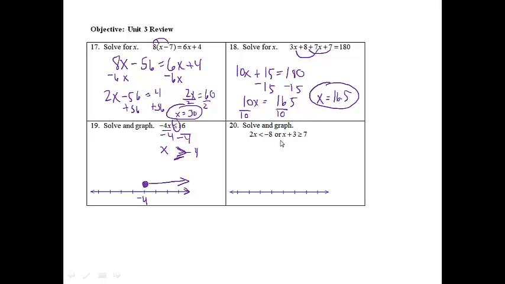All right, the next one, solve and graph. 2x is less than negative 8, or x plus 3 is greater than or equal to 7. I'm going to go ahead and put a little squiggly down there. I'm going to do each problem just like it's its own problem. I'll divide this one by 2 for both of them. I'll get x is less than negative 4. We didn't need to switch the way that this was going because I didn't divide by a negative number. And then this one, if I subtract 3 from both sides, I'll get x is greater than or equal to 4, and it's an or.